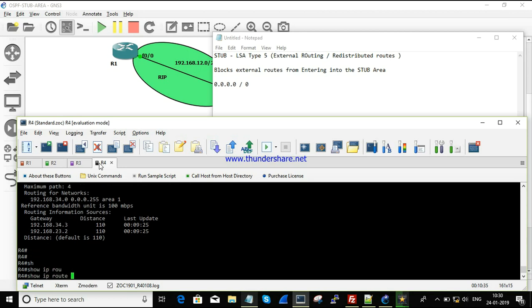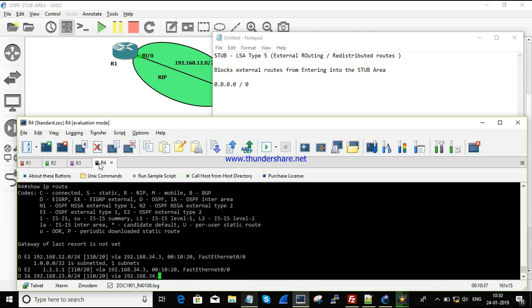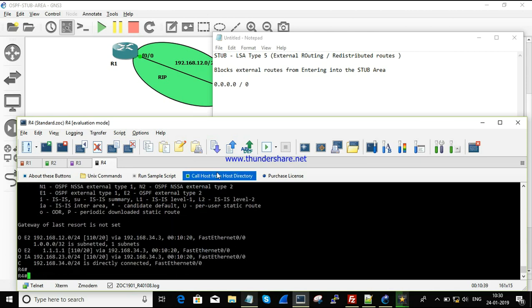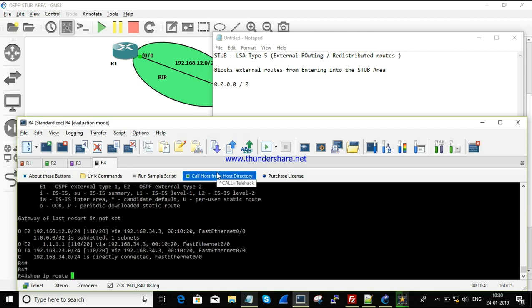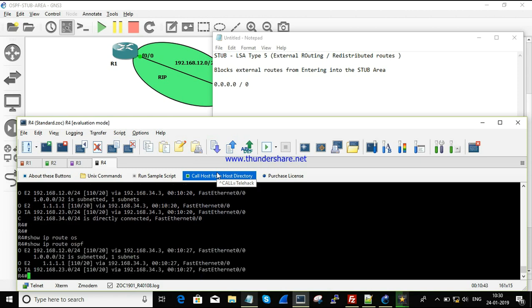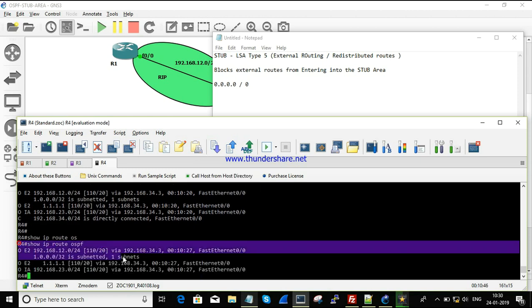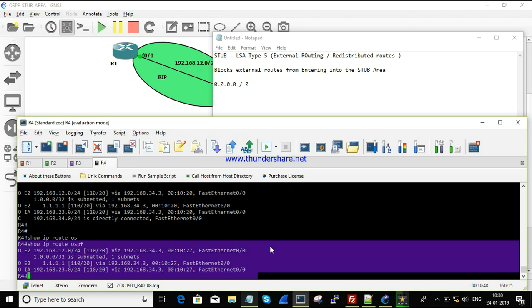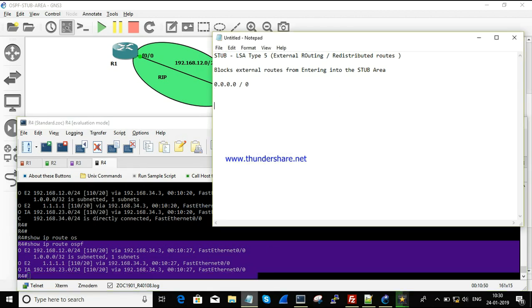Before that, we just look into the routing table. Okay, so this is what we have. It's better to check with the OSPF routing table. Okay, so this is the output that we got now. Let's take a copy of it.